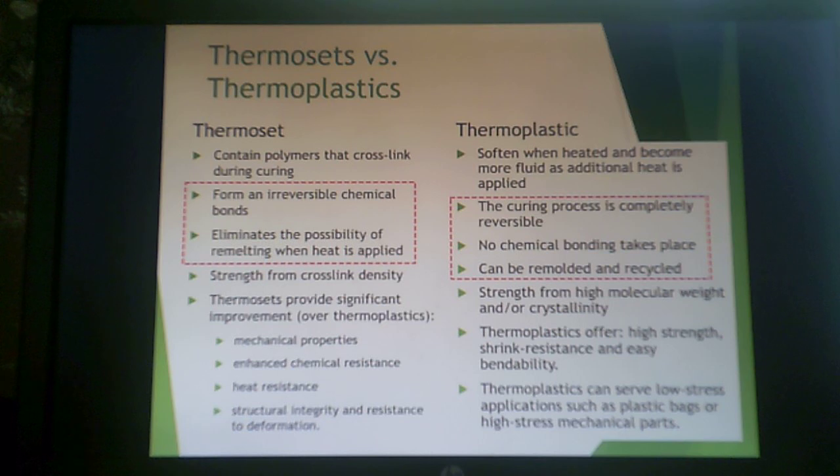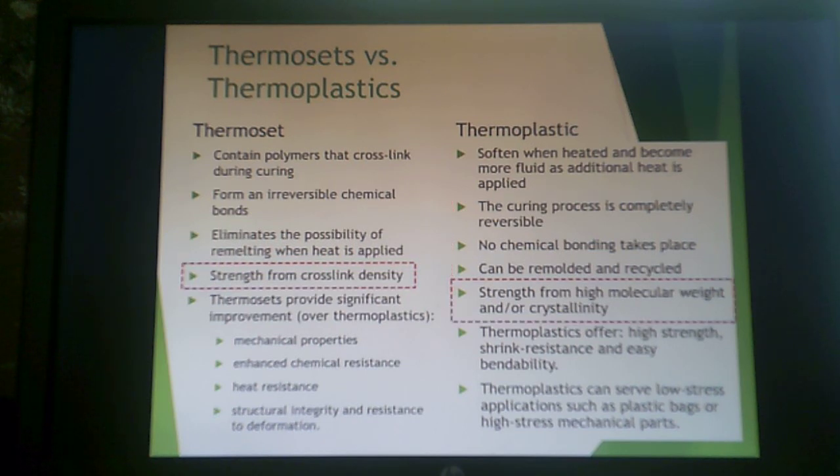There's no chemical bonding that takes place in a true thermoplastic. That means you can recycle a thermoplastic. So that's the first distinction I'm asking you to make between thermosets and thermoplastics. The next one is, how do these materials gain strength? How do they grow their strength?